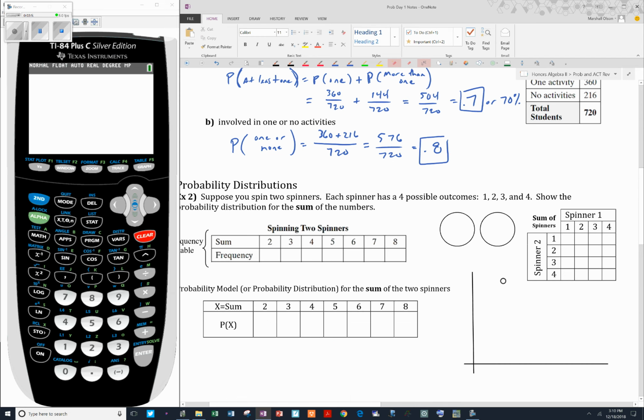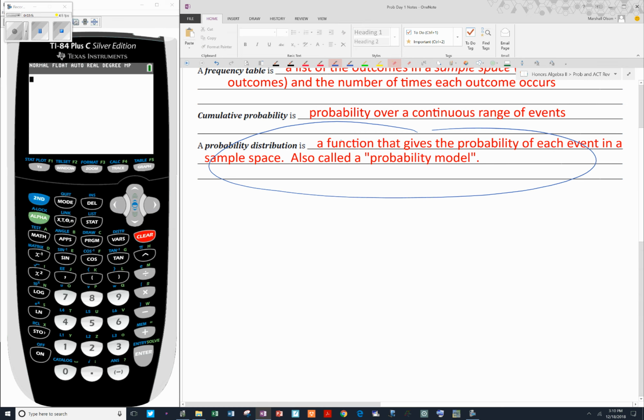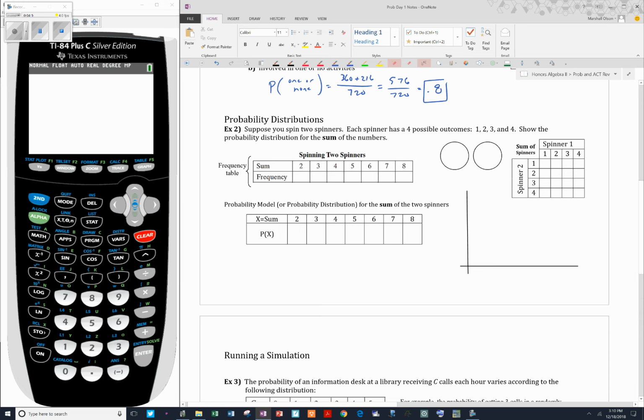Okay, so a probability distribution, we had that in our definition up here, is a function that gives the probability of each event in a sample space. Well, sample space is everything that could happen. Okay, everything that's possible in that event. It's also known as a probability model. It's a way to show all the probabilities and things that could happen.